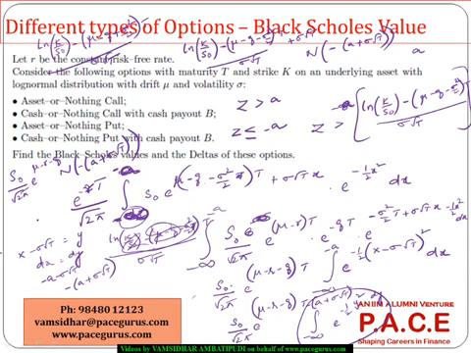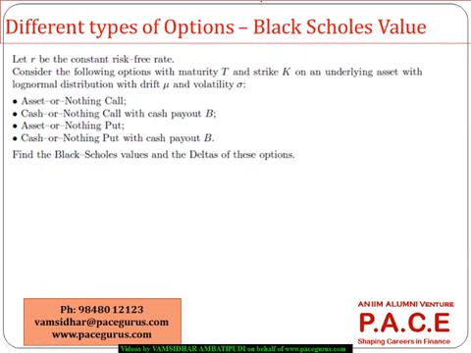So let me repeat the process again just for an understanding purpose. If I am saying asset or nothing call, the payoff is going to be ST, which is the asset being delivered, especially when ST is greater than K, 0 otherwise.